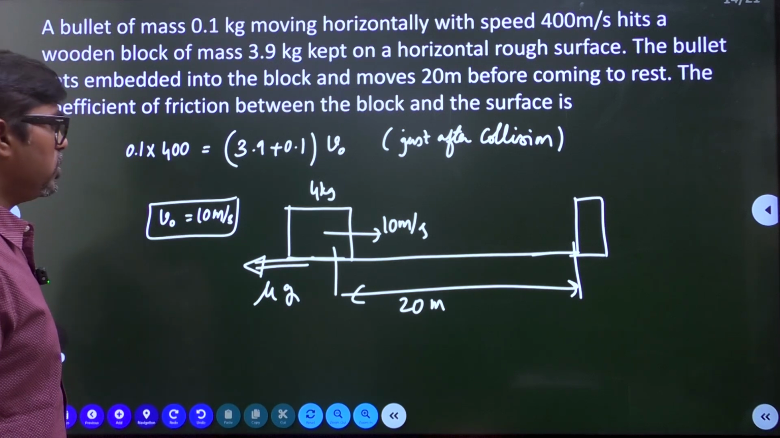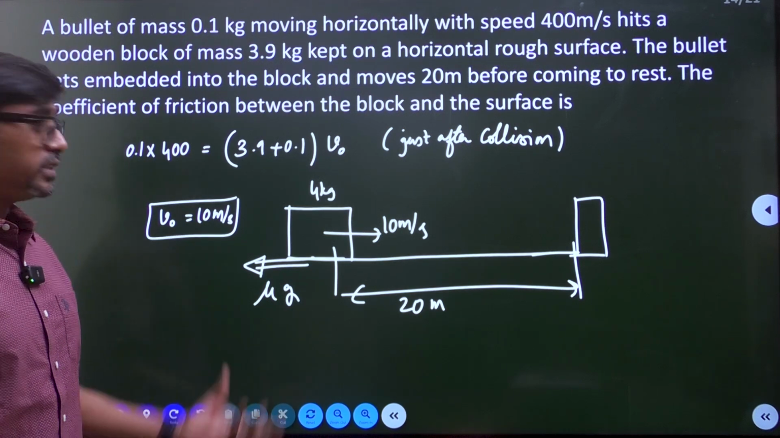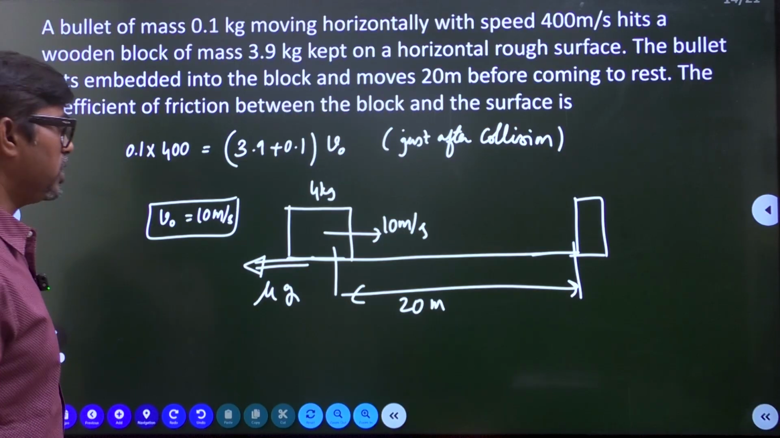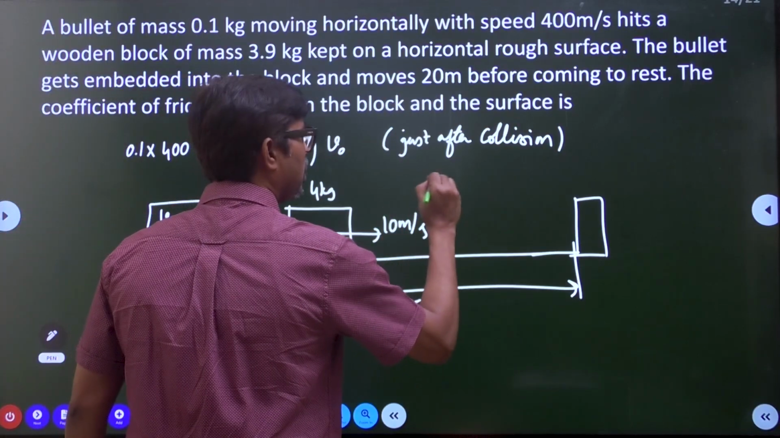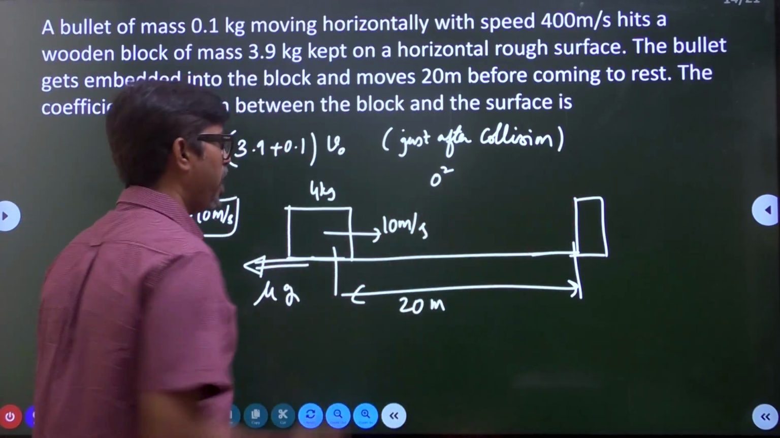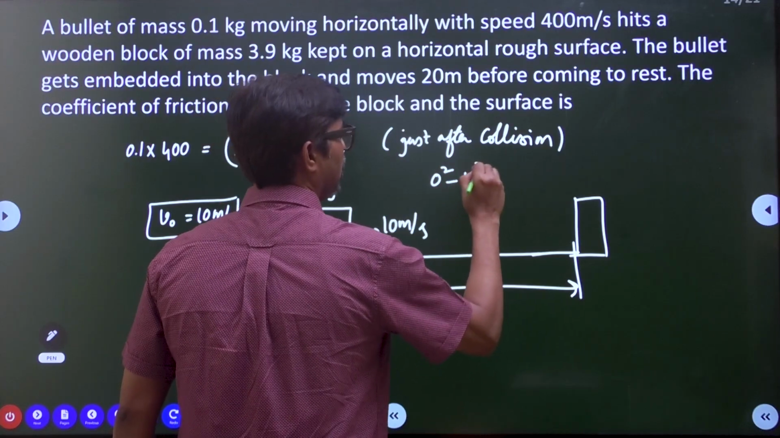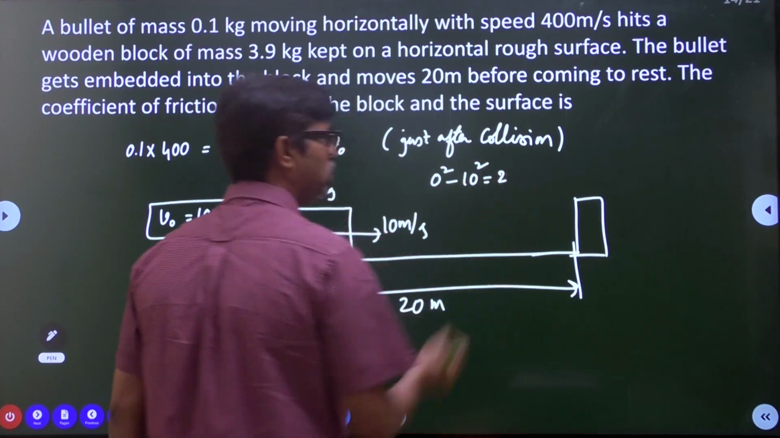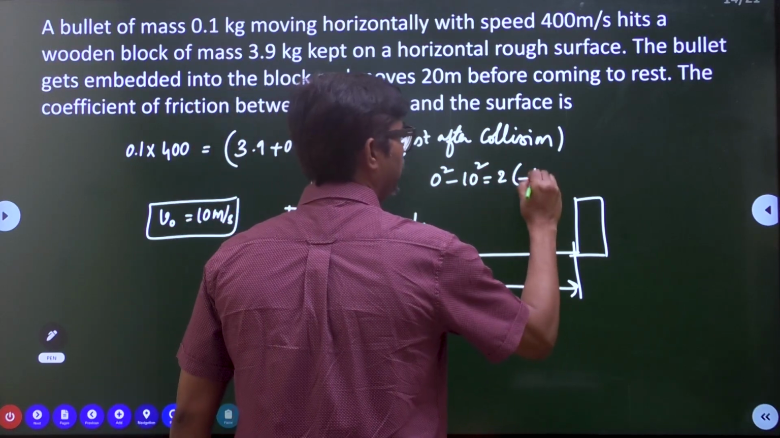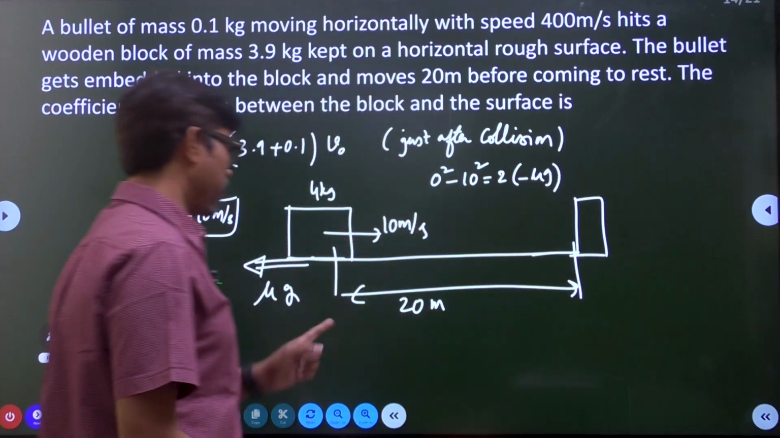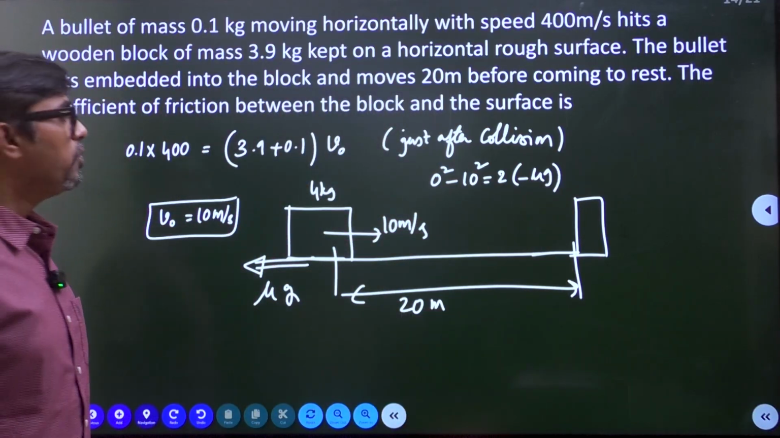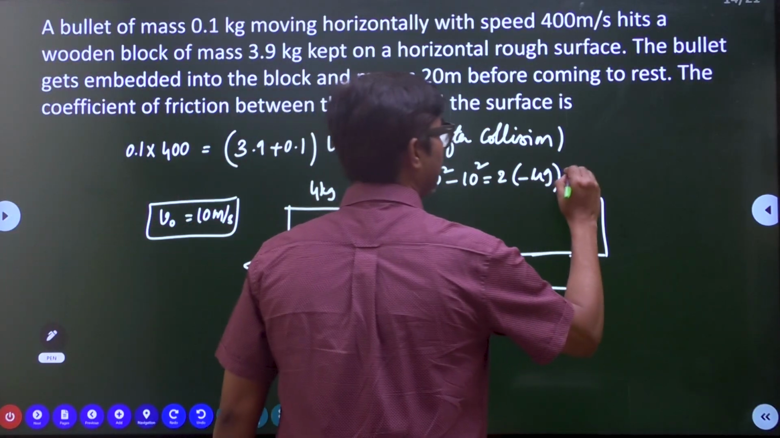So now let us write the kinematic equation, because acceleration is constant. We can use kinematic equations. V square, finally when it comes to rest, minus u square, 10 square, must be equal to 2 into acceleration, which is minus mu g. Why minus mu g? Because it is opposite to velocity, into displacement, which is 20.